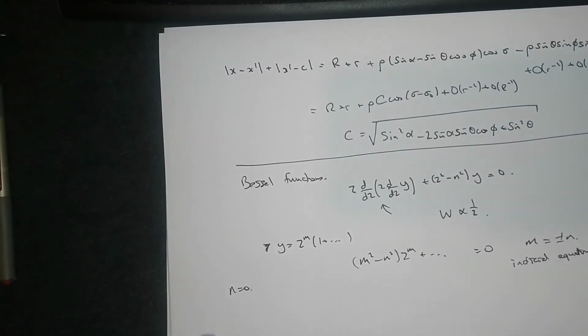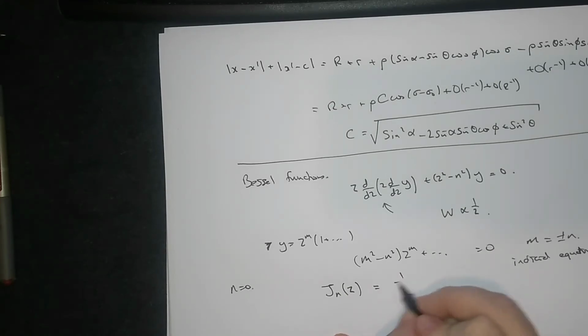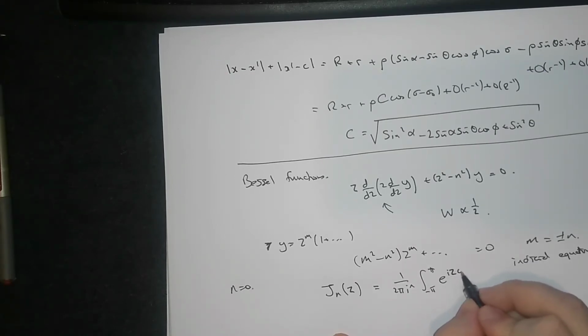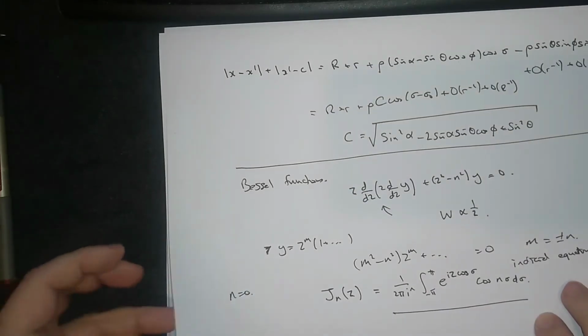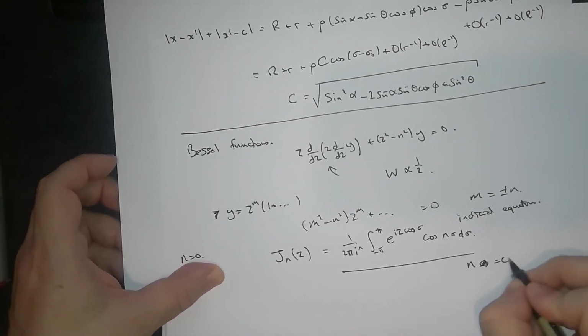So when n equals 0, you get two roots which are both 0, so one of them will be nice and regular and the other one will be a logarithmic term. We know that they couldn't both have been regular because of the condition from the Wronskian. Okay, well, if we work hard enough, we can show that the solution is given by Jn of z is 1 over 2π iⁿ integral from minus π to π of e to the iz cos σ, cos nσ dσ. In fact, we will only need n equals 0 and n equals 1, and this holds when n is a non-negative integer, n equals 0, 1, 2, actually.